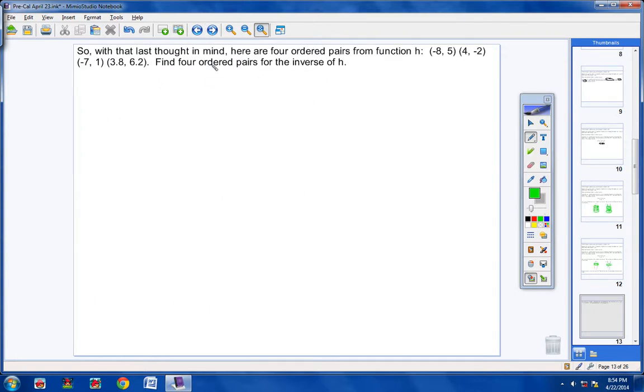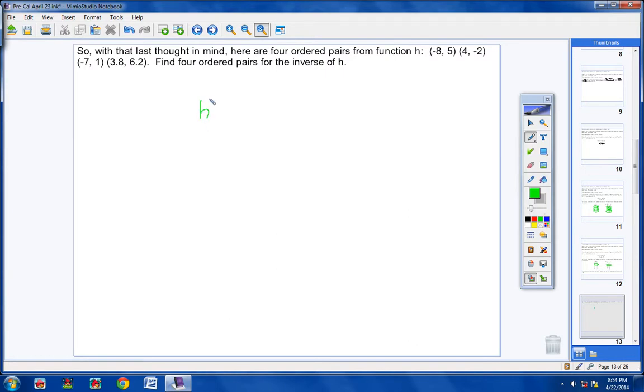With that last thought in mind, here are 4 ordered pairs from, I guess we'll just call it function h. So function h has these ordered pairs: (-8, 5), (4, -2), (-7, 1), and (3.8, 6.2). I want you to write 4 ordered pairs for the inverse of h. Let me show you how to write that.